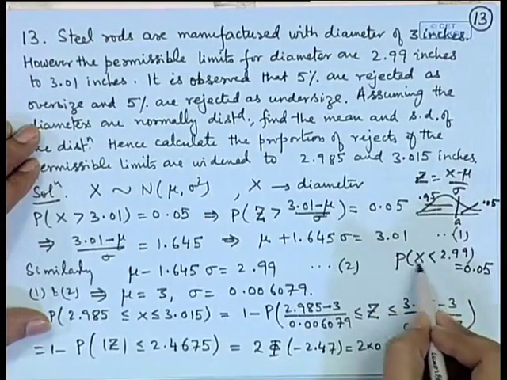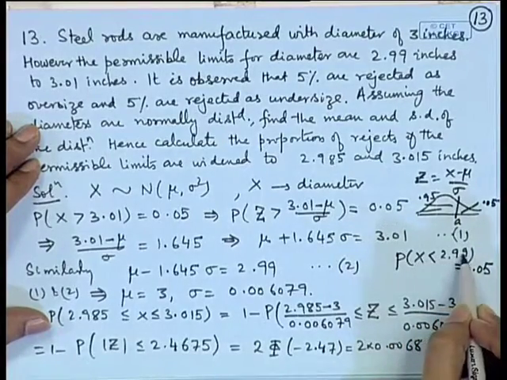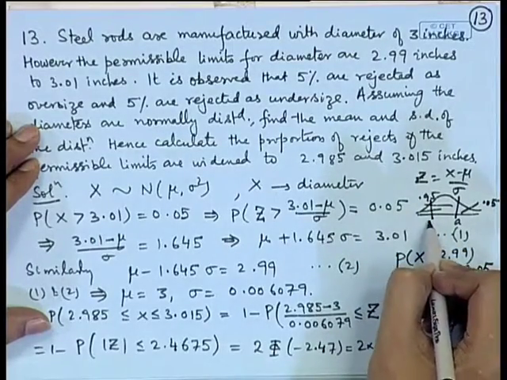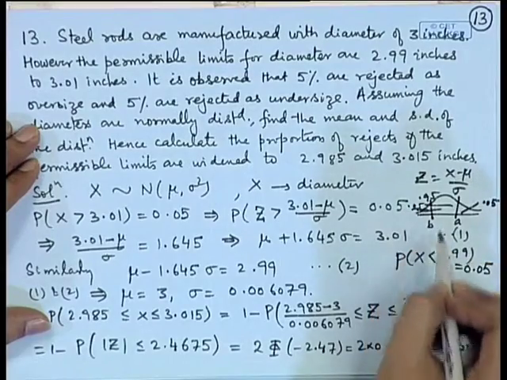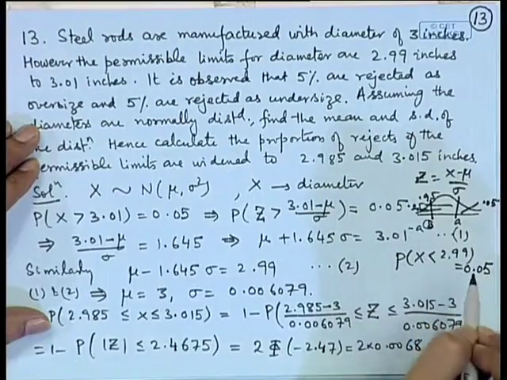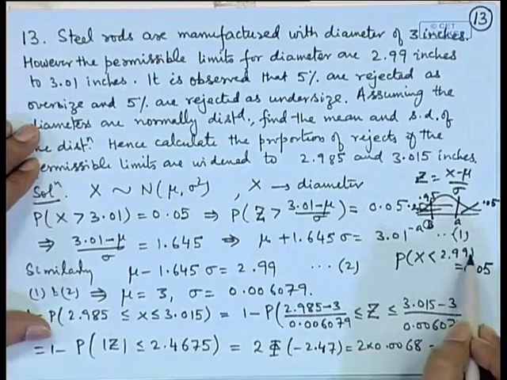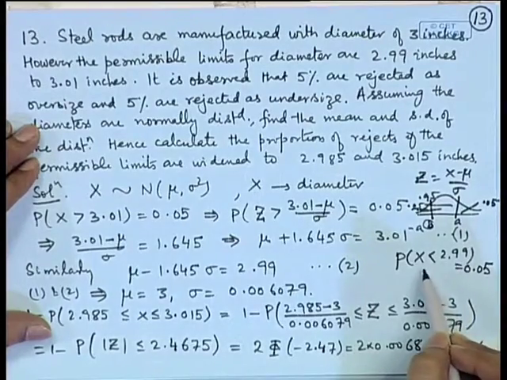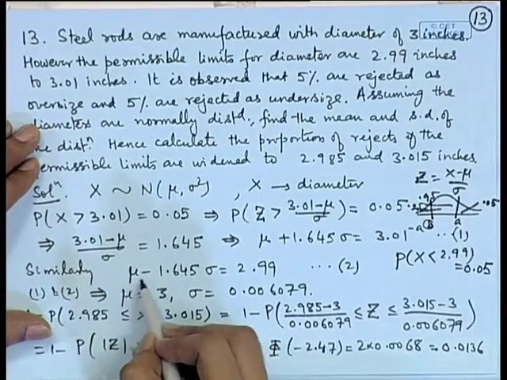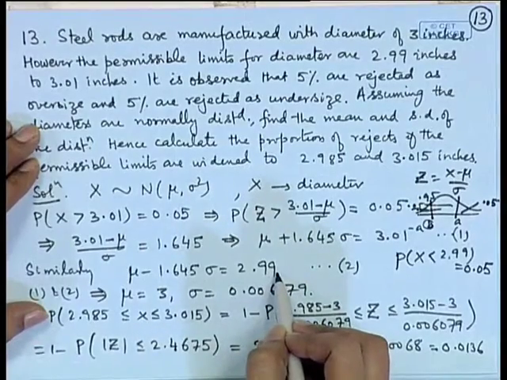In a similar way, if we consider probability of x less than 2.99 is equal to 0.05, then after transformation probability of z less than 2.99 minus mu by sigma is 0.05. That means, what is the point say b such that this probability is 0.05. Now, by the symmetry property of the normal distribution, this point will actually be minus a. So, we will get 2.99 minus mu by sigma is equal to minus 1.645. After simplification it leads to the equation mu minus 1.645 sigma is equal to 2.99.